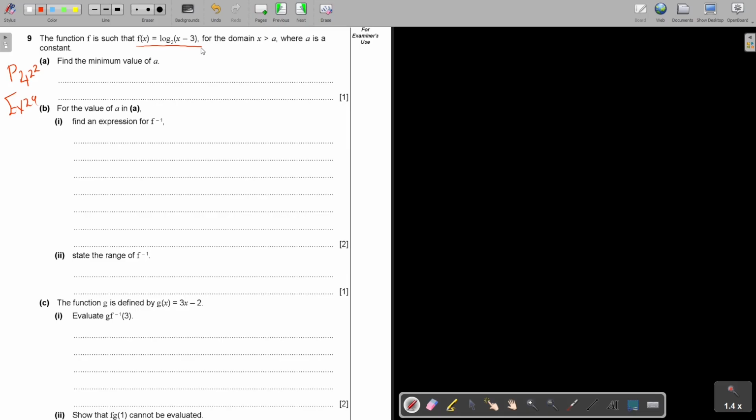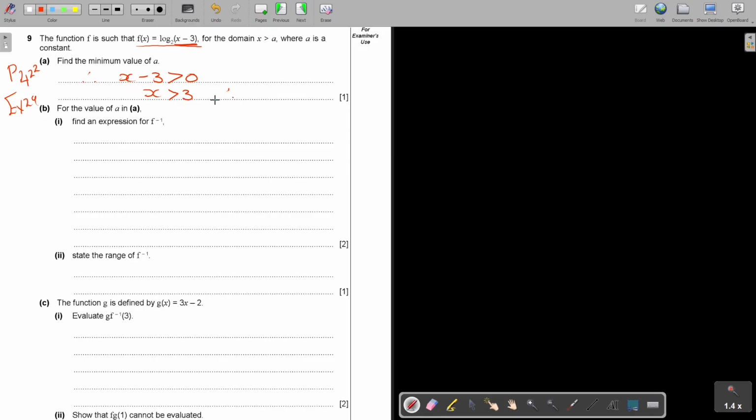Logarithms are not defined for 0 or negative numbers. Therefore, you can write it out, but it's not necessary, x minus 3 must be bigger than 0. It can be a half, it can be a fraction, remember that, but it must be bigger than 0. So if I simplify that, I get x is bigger than 3.